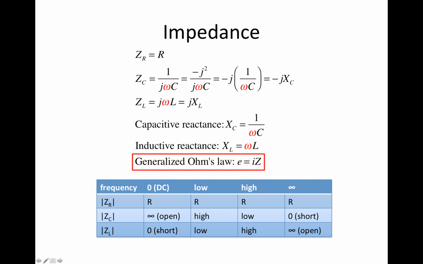For the inductor, the situation is the opposite. At zero frequency, or in the DC circuit, the inductor has an impedance of 0, and it behaves like a short. At lower frequency, the impedance is low, while at higher frequency, the impedance is high. And at infinite frequency, the inductor behaves like a break in the circuit. So it becomes an open.